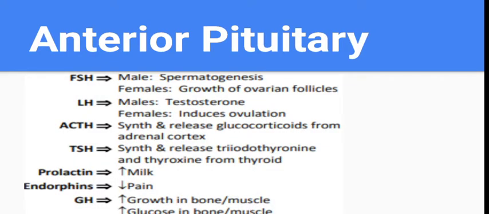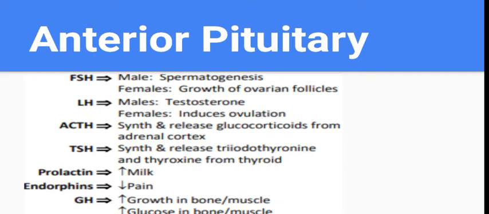Anterior pituitary: FSH, follicle stimulating hormone. Males, spermatogenesis. Females, growth of the ovarian follicles. LH: males, testosterone. Females, induces ovulation. That's stuff we talked about in the previous video, so that should be kind of a review now.